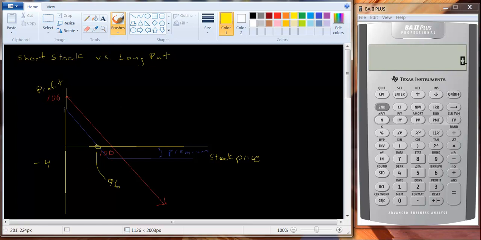That means that the maximum profit you can make is 96. The best that can happen here is you sold it for 100 and you buy it back for nothing.